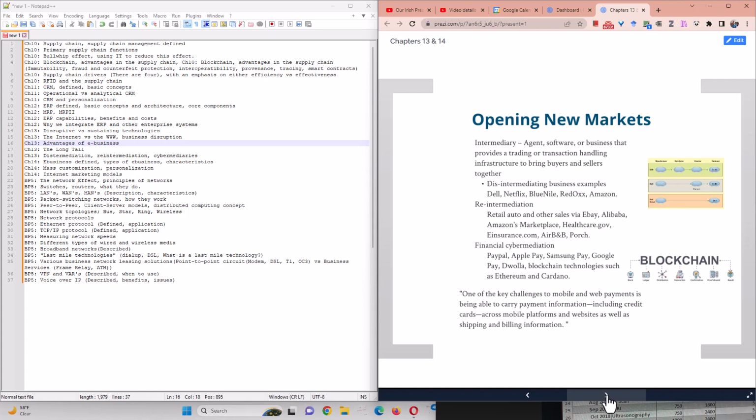Financial cybermediaries are obviously needed. They fill a need for managing payments for services and products over what really is an open infrastructure, and we need to be able to do so in a secure way. Blockchain is a type of, if you will, financial intermediary.